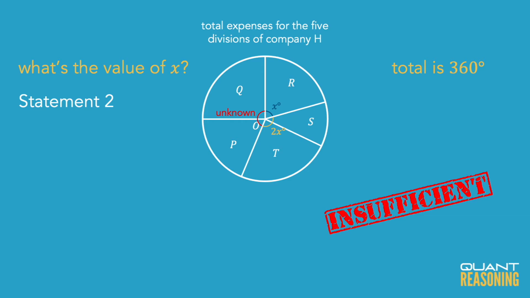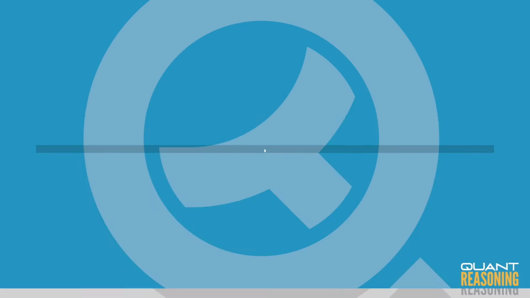But because I don't know anything about those last two sectors, there's no way for me to infer the value of x, and therefore I can't say what fraction of the total is represented by x, and therefore statement 2 is not sufficient on its own, and the correct answer is A.